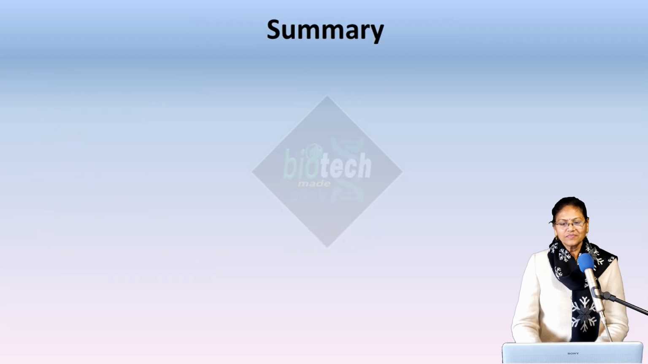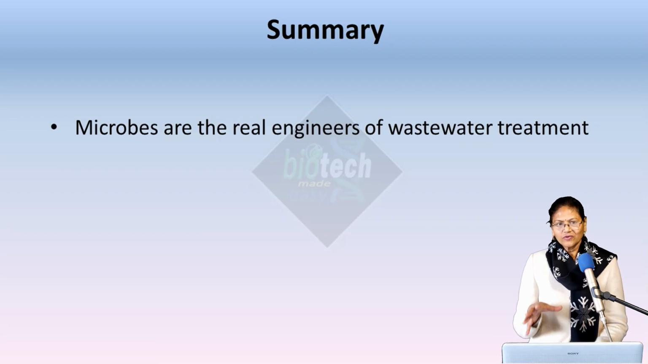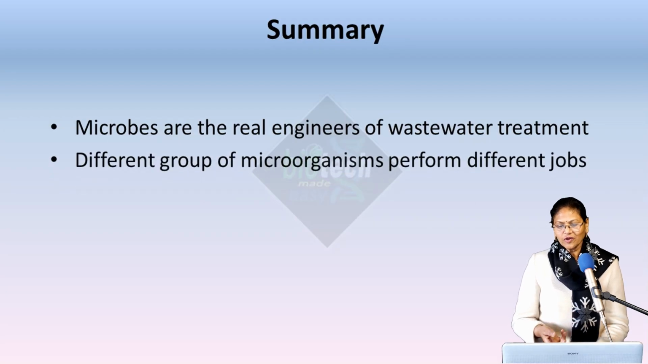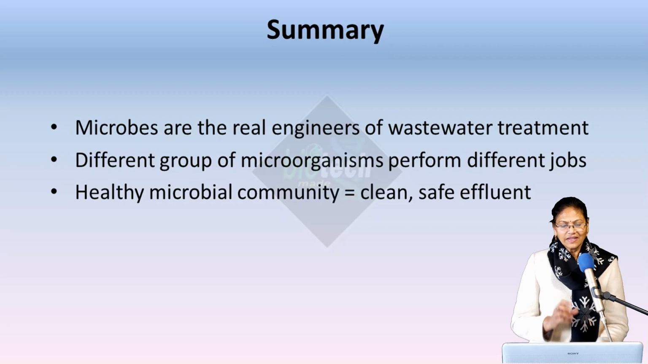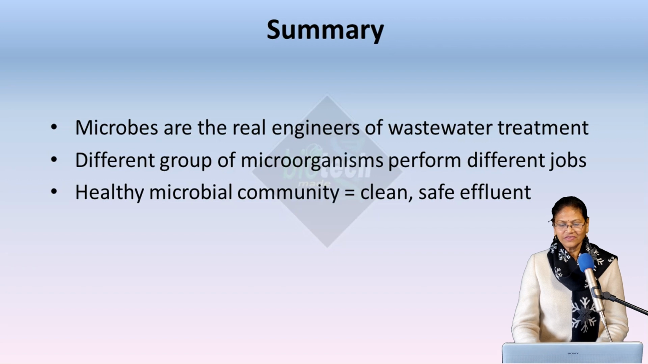So what is the summary? Microorganisms are the real engineers of wastewater treatment. As we said in the starting, of course the reactors and different parts are important, but at the same time microorganisms are the most important. Different groups of microorganisms perform different jobs, and all of them are very important. A healthy microbial community should be there. If all types of microorganisms are present in good and balanced numbers, then we get clean and safe effluent.